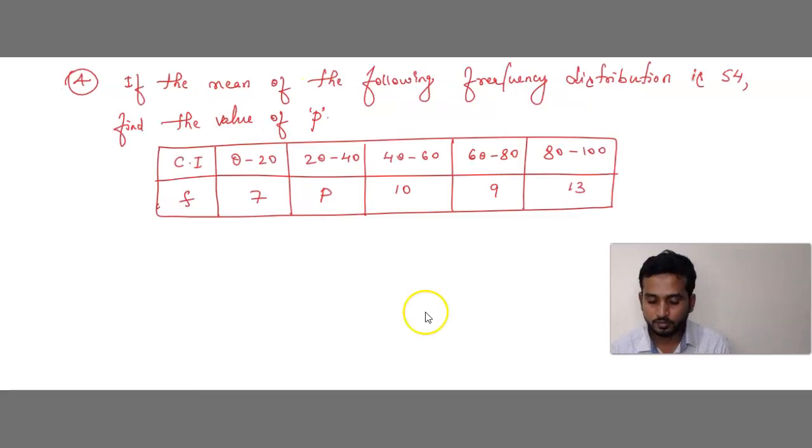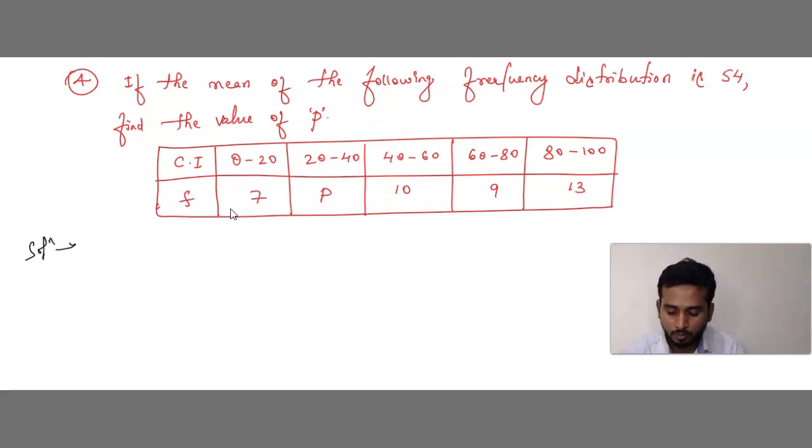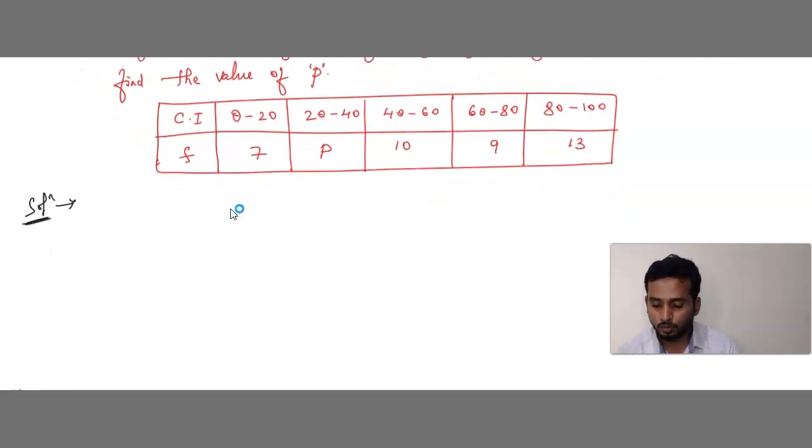Yes. Next question. If the mean of the following frequency distribution is 54, find the value of P. Class intervals 0 to 20, 20 to 40, 40 to 60, 60 to 80 and 80 to 100. And the frequencies are 7, P, 10, 9 and 13. From this we have to find the value of P. Children, this type of problems are not there in your textbook, but still chances are there the questions can be asked. So you should be careful.